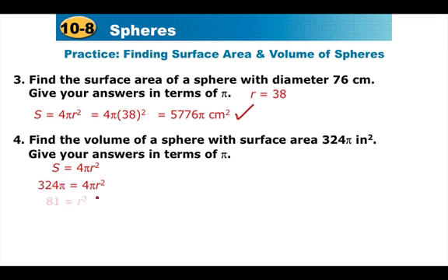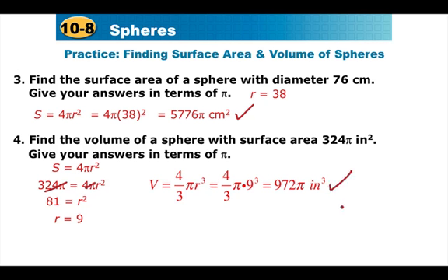Substitute, divide both sides by 4 pi. And once I do that, I get 81 equals r squared. And very easily, you should recognize that r is equal to 9. Now that I know r, I can find the volume of this sphere. Apply the 4/3 pi r cubed. Substitute 9 for r. Simplify, and this is your answer. 972 pi cubic inches. Let's go to the next slide.